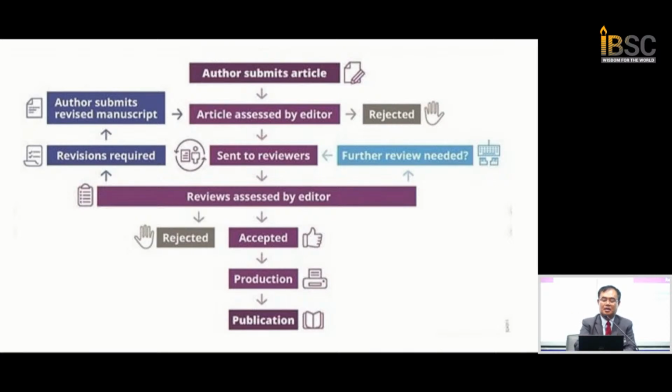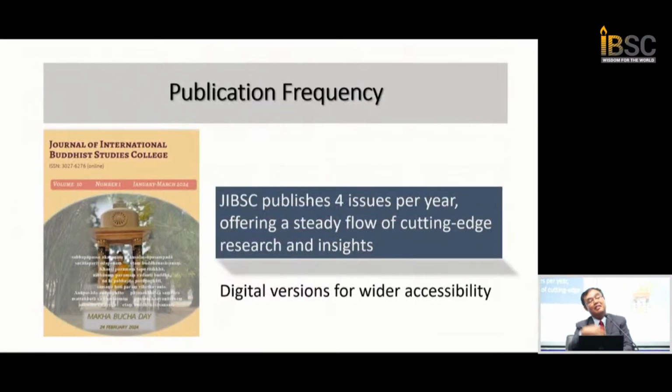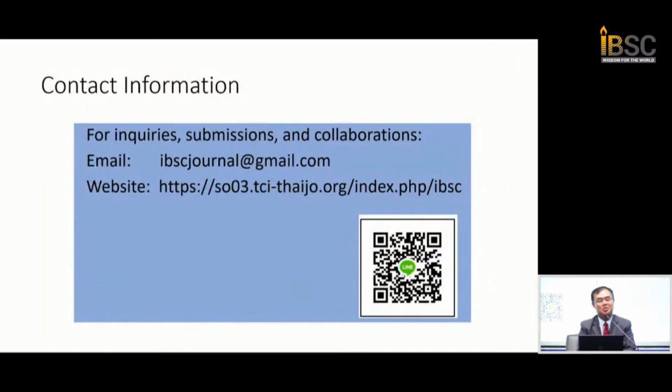So right now, we have increased to 4 issues. Before that, we had just 2 issues per year. Right now, 4 issues, and you are most welcome to publish here. And thank you very much, IBSC, not JI. It's the same. Thank you very much. Okay.